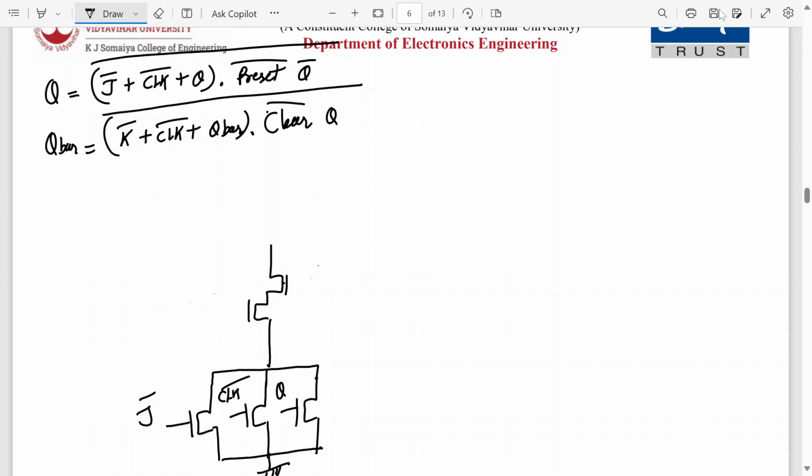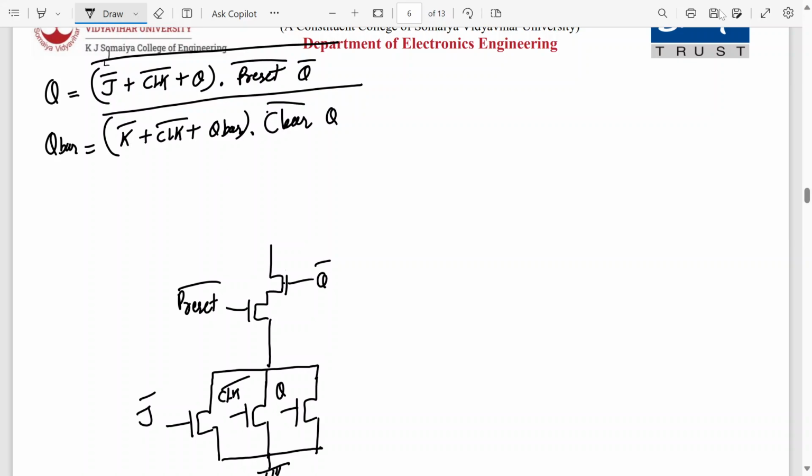Please start implementing the design. This is input, how much? This is preset, right? Bar, and this will be Q bar. Now okay? Hello?